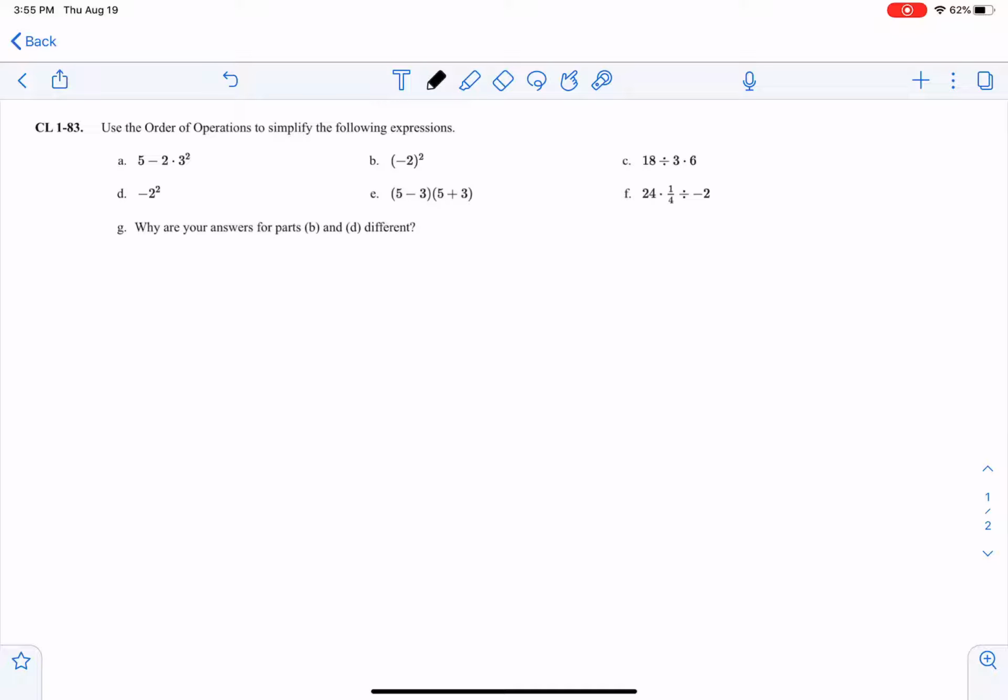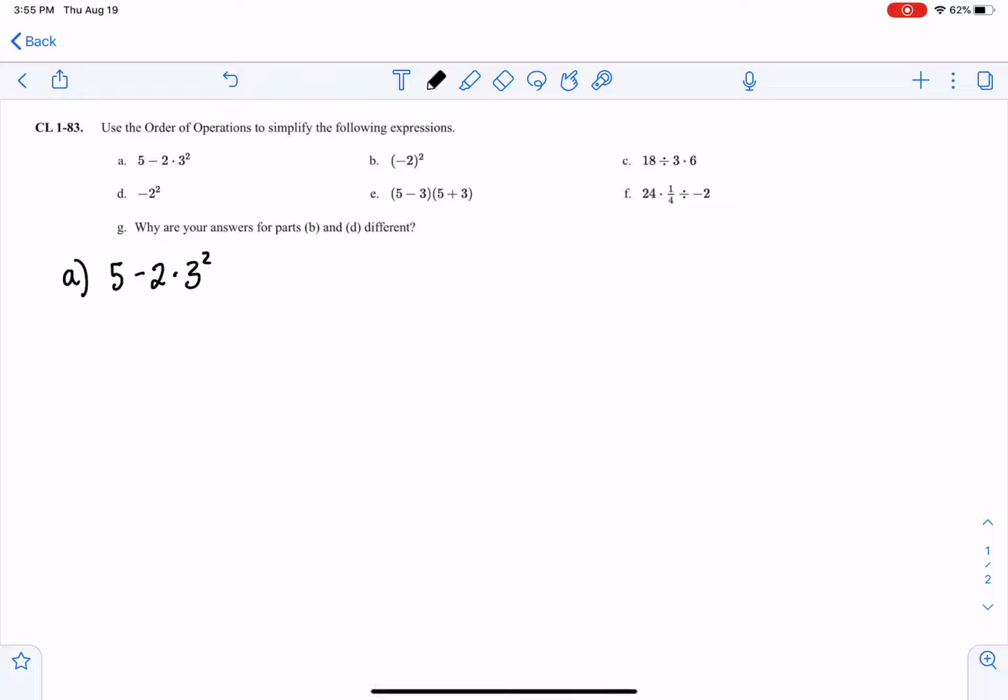Okay, for problem 183, they just want you to simplify using order of operations. So let's just go through these one at a time. For A, we have 5 minus 2 times 3 squared.